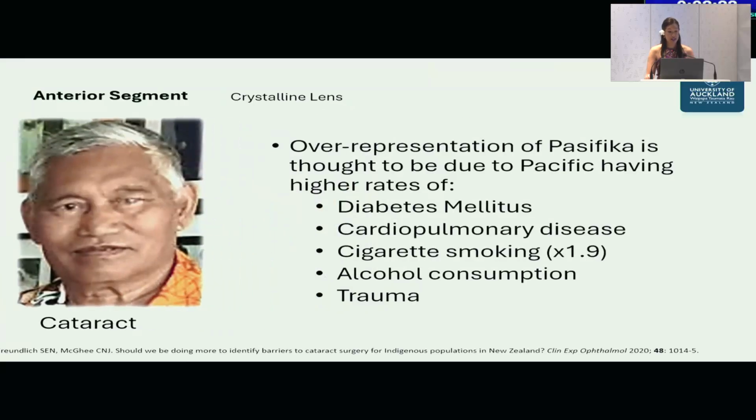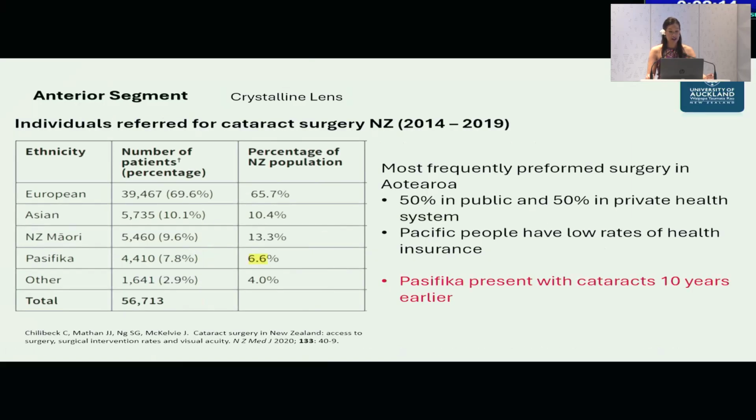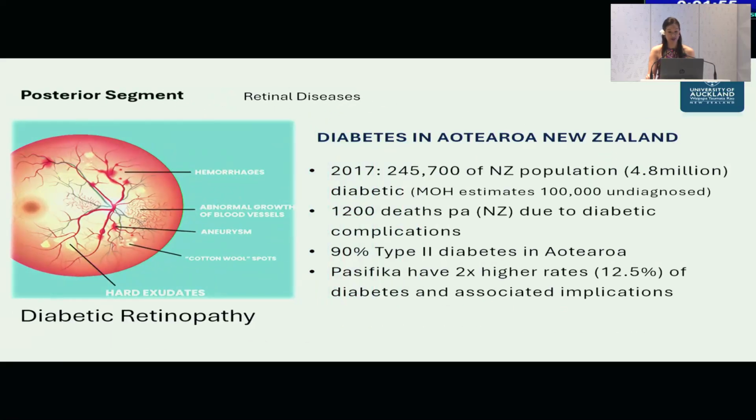There's an overrepresentation of Pasifika who have cataract, and that's thought to be due to lifestyle, things such as diabetes, cigarette smoking. Cataract is the most frequently performed surgery in Aotearoa, where 50% of surgeries are in the public system. And although Pasifika have lower rates of health insurance, 50% of surgeries are in the private. And we present with cataracts 10 years earlier as well than the general population.